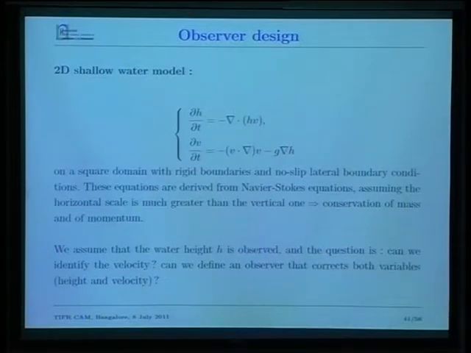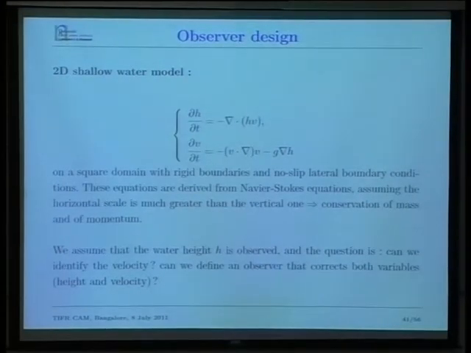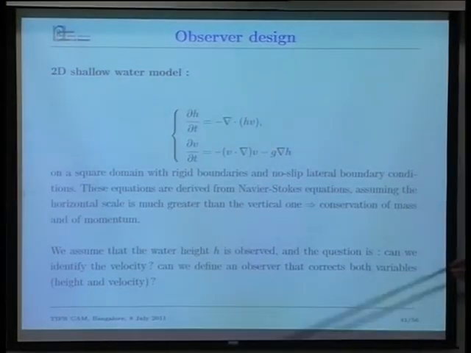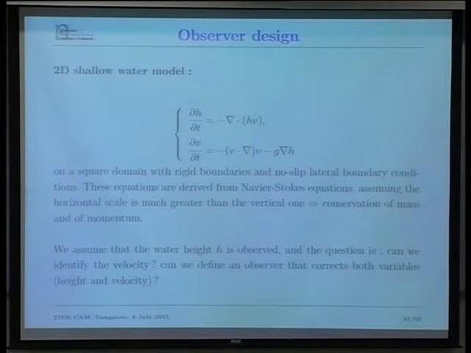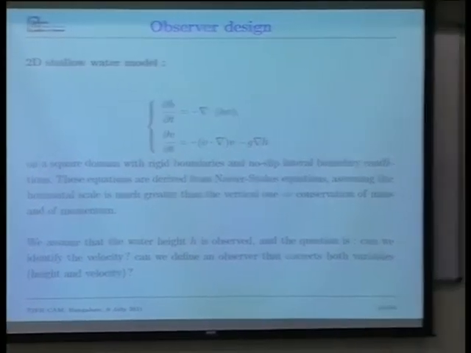So we assume that the water height h is observed. And the question is, can we identify everything? Can we retrieve the velocity of the fluid? Can we define an observer that corrects both variables? You can imagine that for ocean problems, the height could be observed pretty well with satellites, but not the velocity. Velocity observations usually come from ships and floats and things like that, so not many observations compared to the satellite observations.